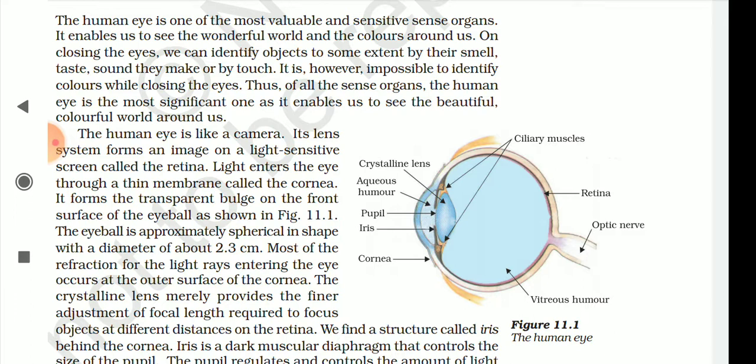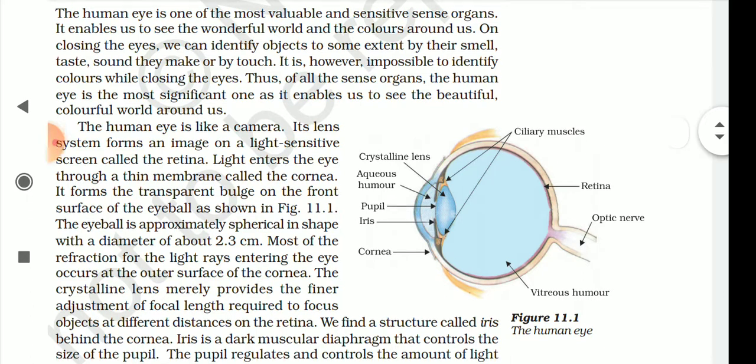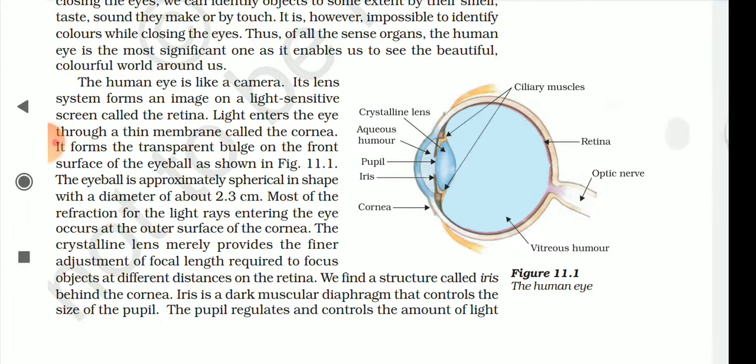Light enters the eye through the thin membrane called cornea. This can also be asked in examinations, that if the light enters the eye through a thin membrane, it is known as cornea. It forms the transparent bulge on the front surface of the eyeball. Yes, students, if you can see, there is a bulging out. That means our eye is slightly outside our human body. And that is a transparent bulge on the front surface of the eyeball.